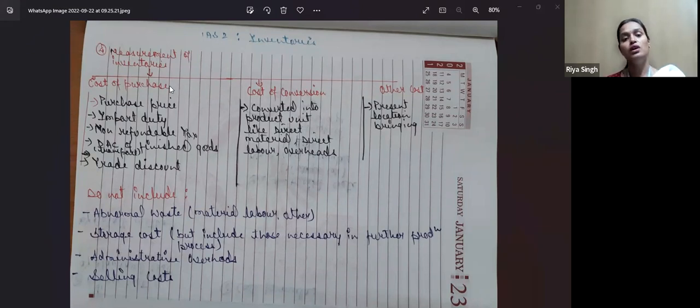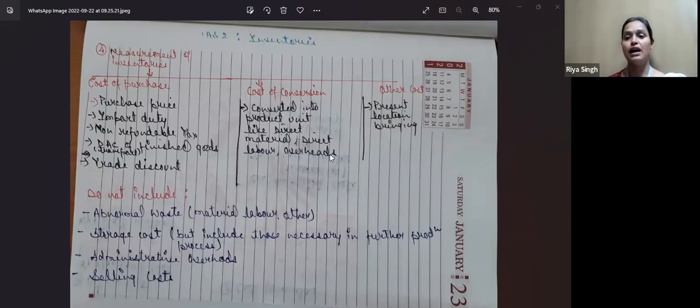Now you have added all the cost of purchase and all the cost of conversion. Apart from it, if any other cost is involved, like if you bring the raw material from another location to your location, so if you incur any cost in bringing it to the present location, that also should be added in the cost of the inventory. If you add all the costs together, you will get your cost of the inventory.